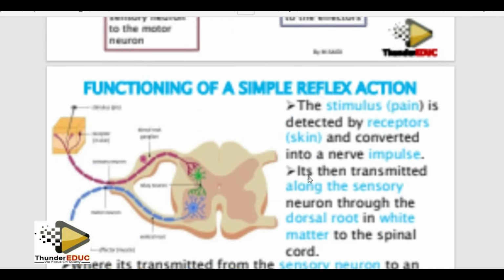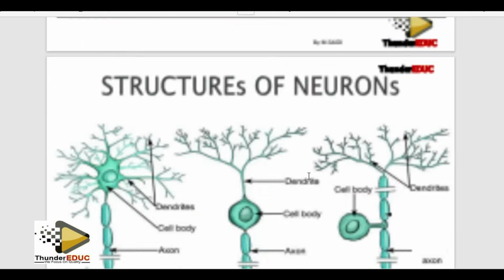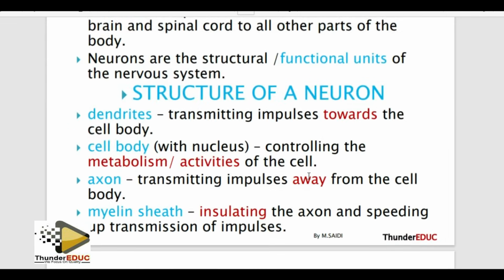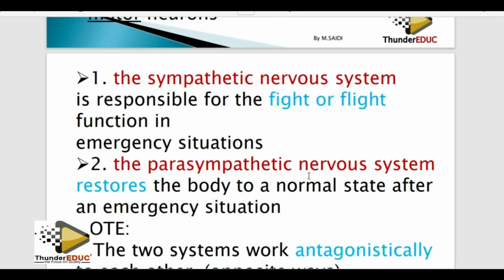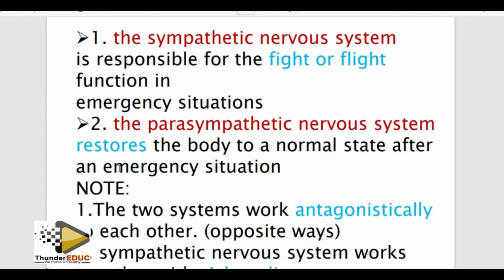Let me show you this. Yeah, it's here. Sympathetic nervous system is responsible for the fight or flight function. They're saying that the nervous system restores. Check. This one brings the situation to emergence, while this one restores it down when the situation is gone. Restores the body to normal state after the emergent situation.